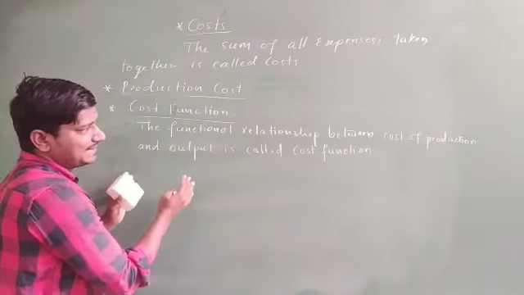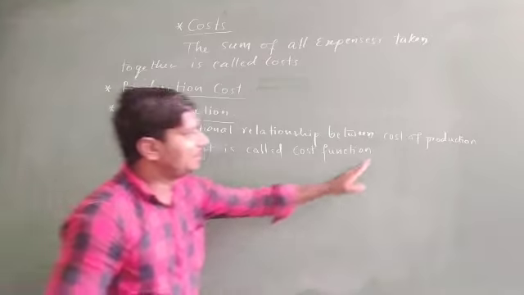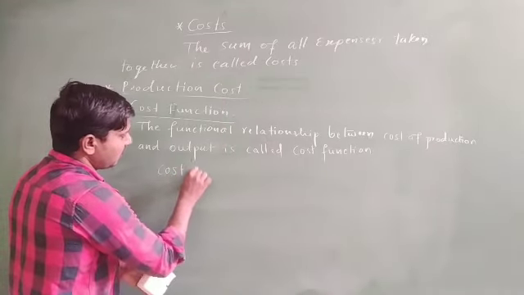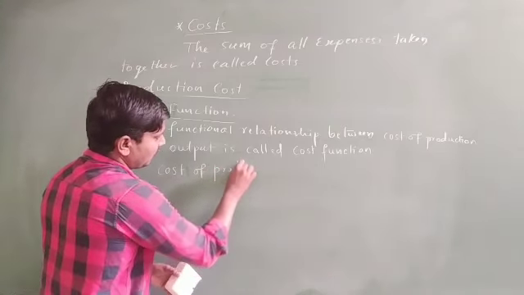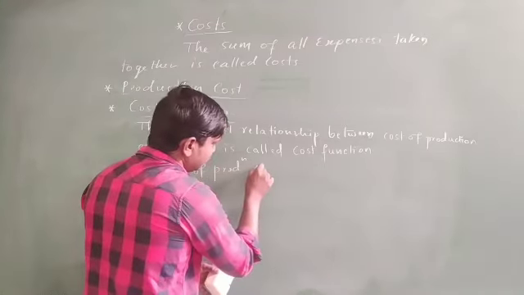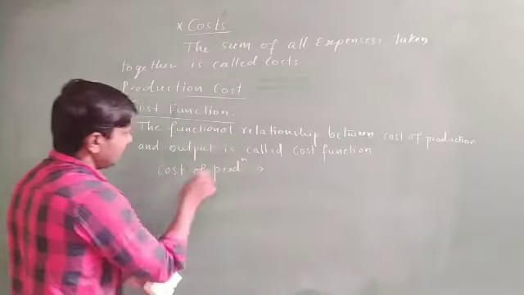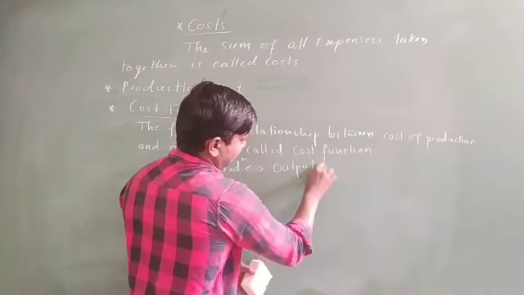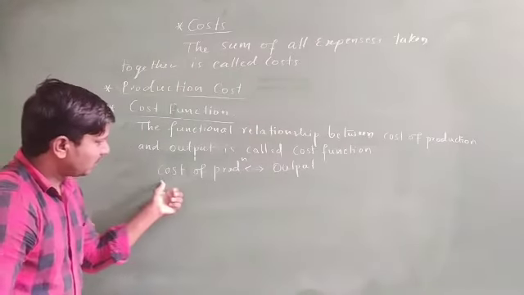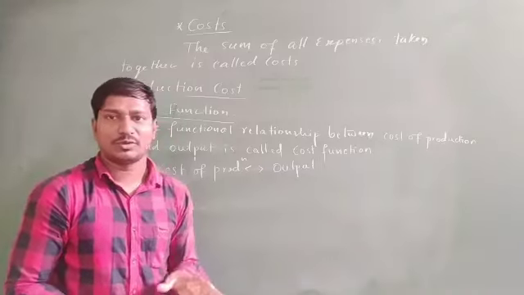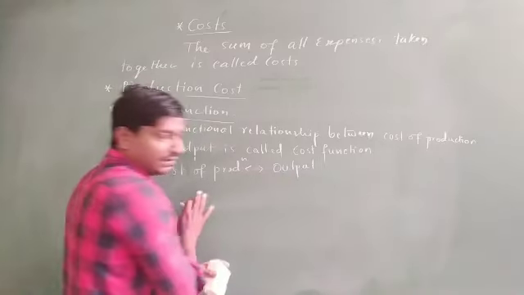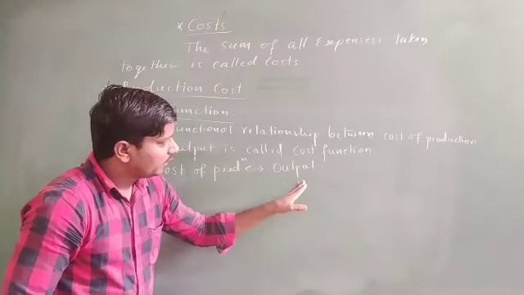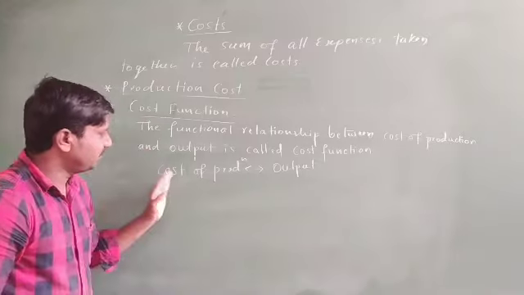Very simple. We just take the functional relationship between cost of production on the one side, and that relationship we are going to check, and that is output. Cost of production and the output. So you can observe here, these are the two technical words, that is cost of production and output. So output is the independent variable on the cost of production.